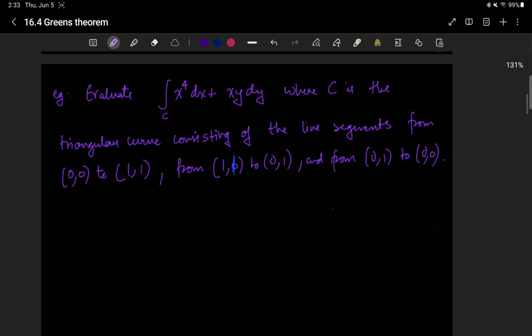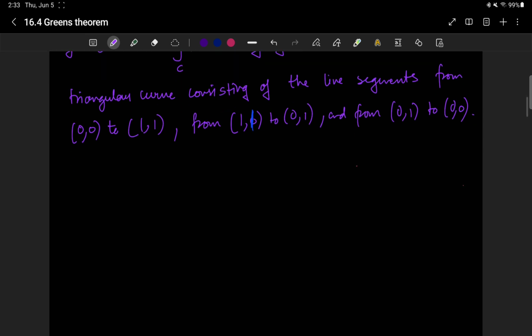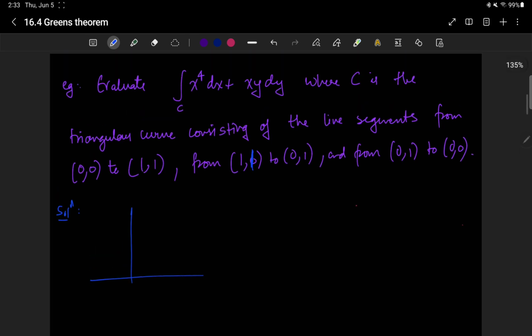So let's look at an example. Now, since this is a theorem, that is, a result which helps us find line integrals in scenarios where it may not be straightforward, it is not that you have to always use it, but in some cases it might be easier to use. For example, evaluating this line integral where C is the triangular curve consisting of the line segments, it doesn't mean that you have to use Green's theorem, because of course we already know how to evaluate line integrals, and we can use those methods.